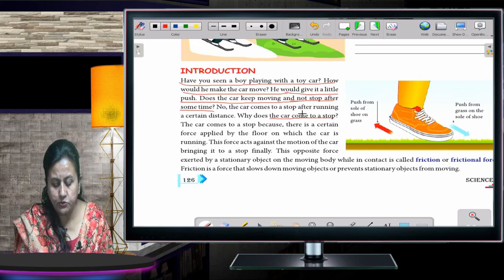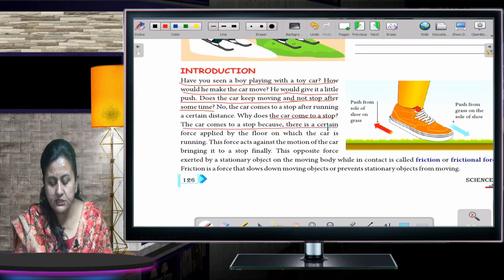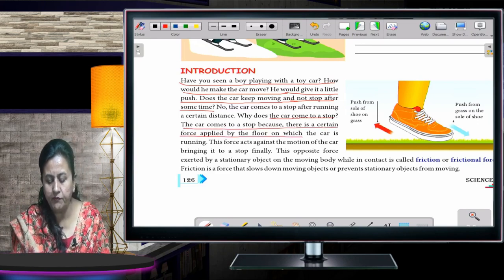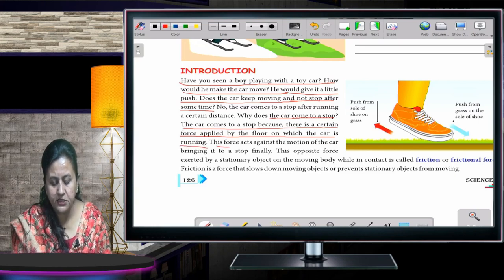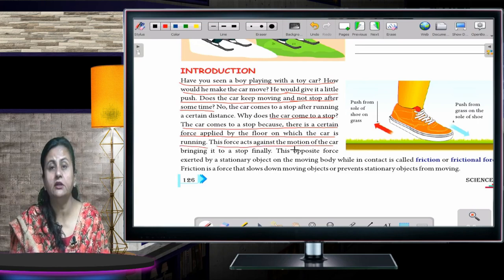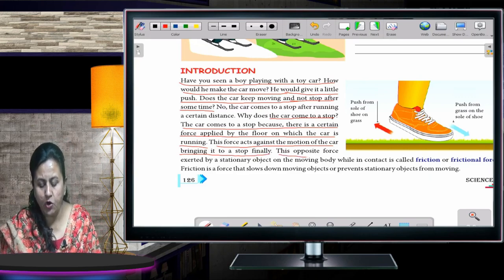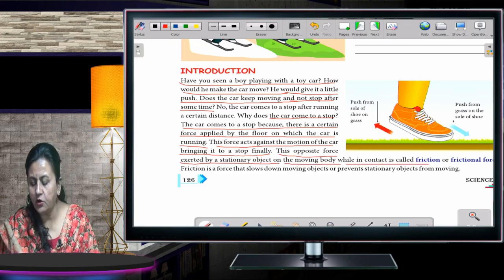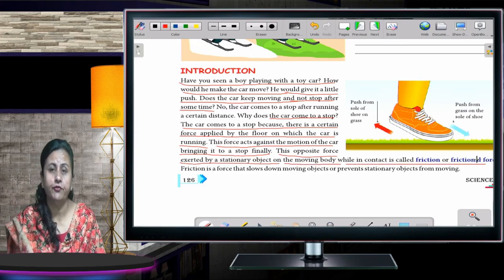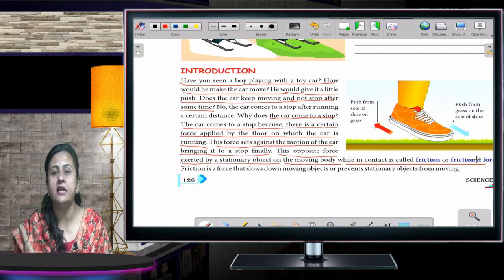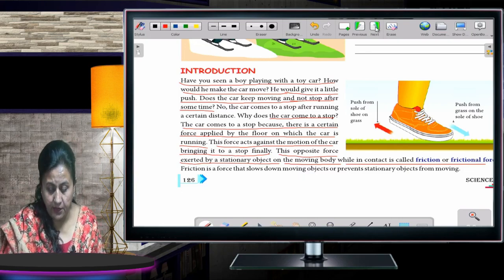The car comes to a stop because there is a certain force applied by the floor on which the car is running, and this force acts against the motion of the car, bringing it to a stop finally. This opposite force exerted by a stationary object on the moving body while in contact is called friction or frictional force. It is a force which is acting on a body to stop it. Now coming to the next one.